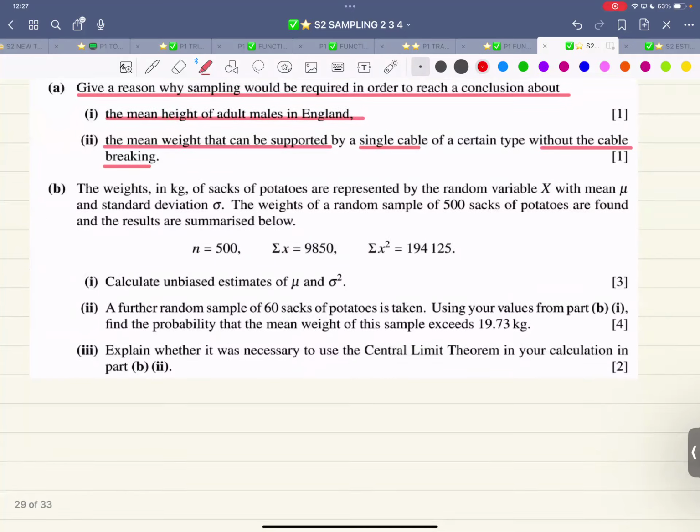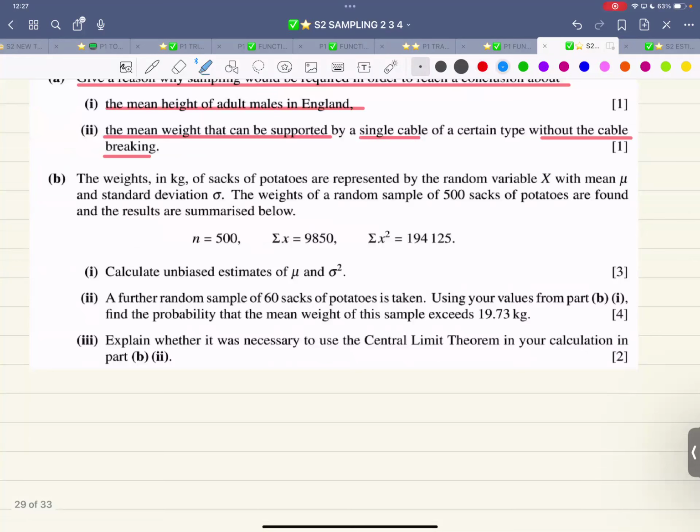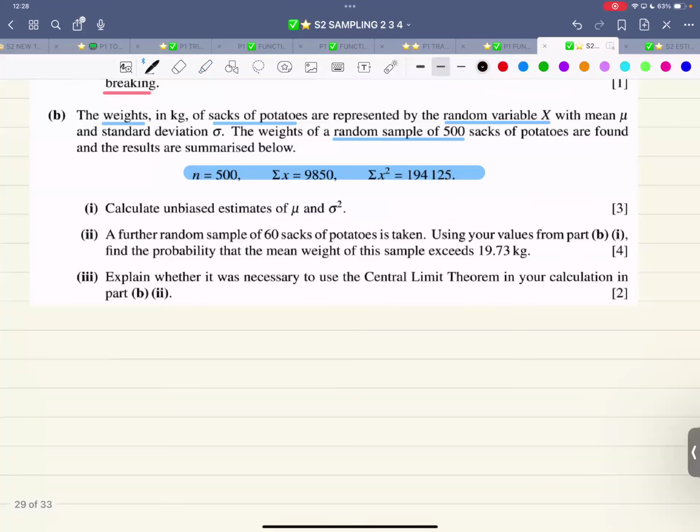That's the thing. Now, the next part: the weights in kilograms of sacks of potatoes are represented by the random variable X with mean mu, standard deviation sigma. The weights of a random sample of 500 sacks of potatoes are found and the results are summarized below. So this is the result that is summarized over here. Calculate the unbiased estimate of mean and variance.